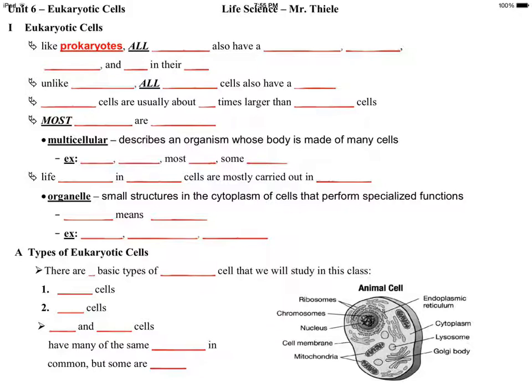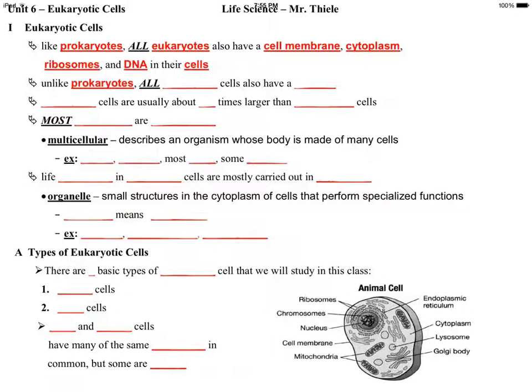Now, like prokaryotes, all organisms that we call eukaryotes also have a cell membrane, cytoplasm, ribosomes, and DNA in their cells. So eukaryotes are organisms whose cells are what we call eukaryotic cells, and they have some similarities with cells of prokaryotes in that they have a cell membrane, cytoplasm, ribosomes, and DNA. These are common structures that we find in all cells, whether they are prokaryotic cells or eukaryotic cells.